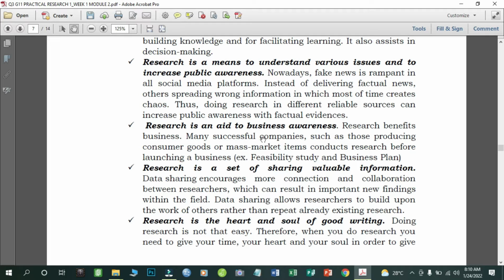or your fellow students. There is a saying that two heads are better than one. So we really need to collaborate and share our knowledge with others, also to avoid duplication.